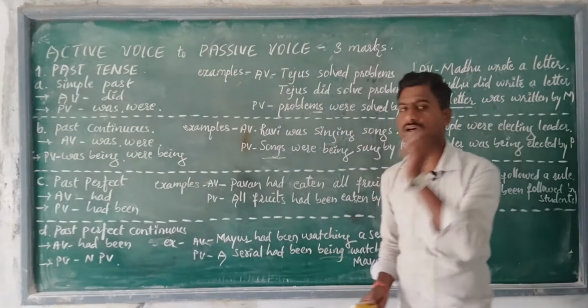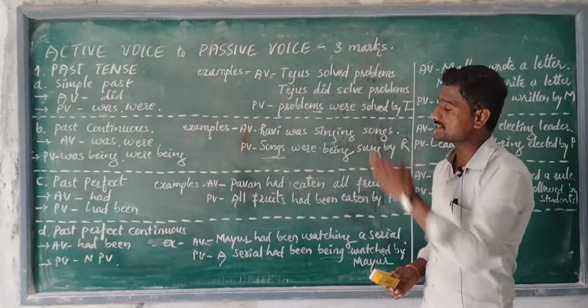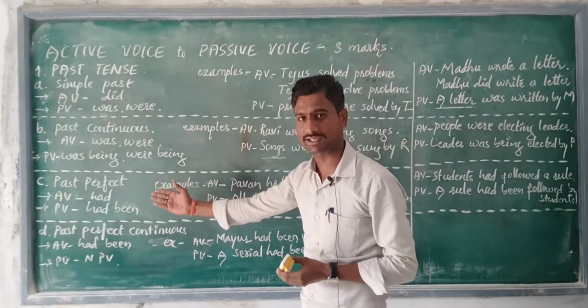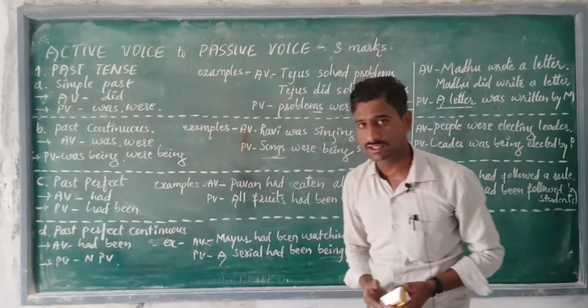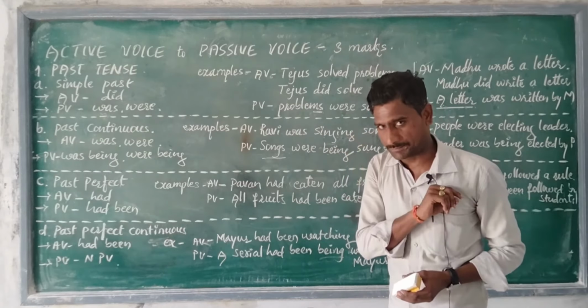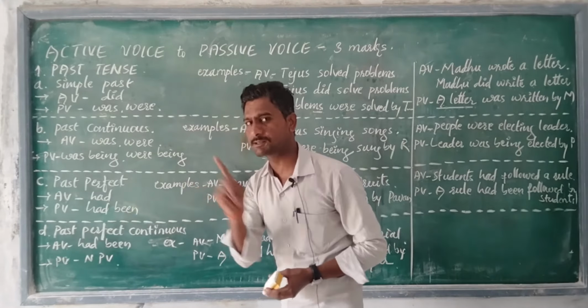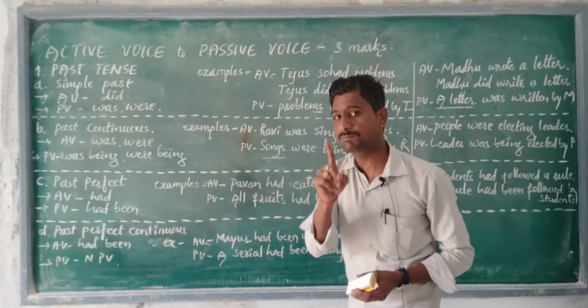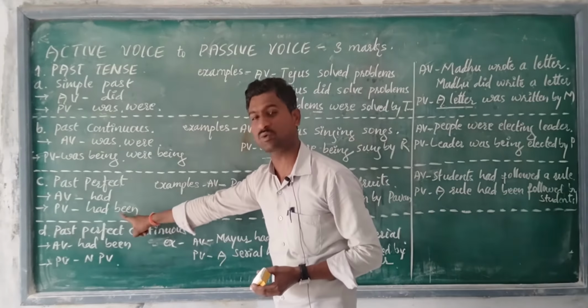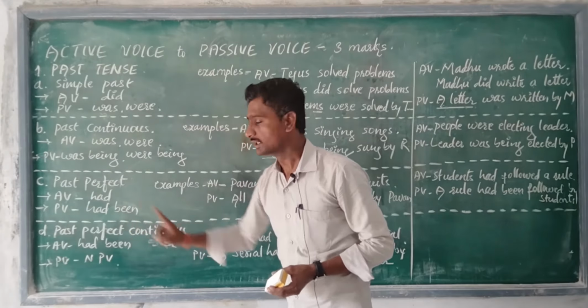Yes, come to the third part of past tense. That is what? Past perfect. Yes, in past perfect, the active form verbs, in other words, the helping verb, that is what? Had. And the passive form, the helping verb for the passive form, that is what? Had been. Yes.